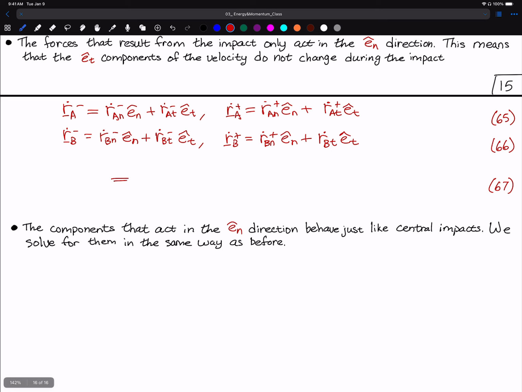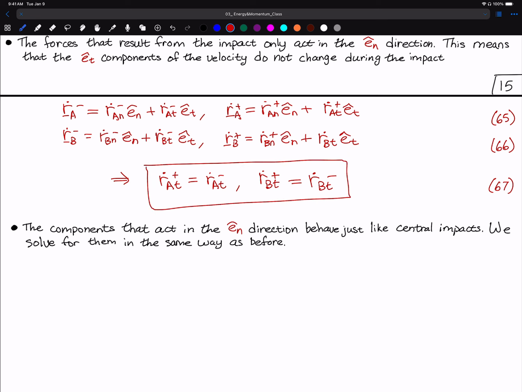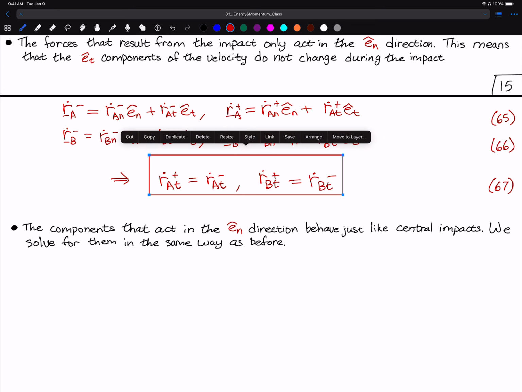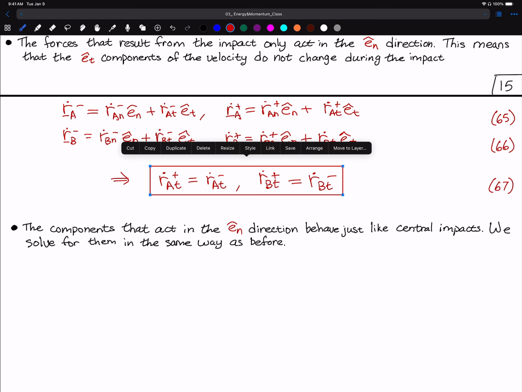And then, like we just said, in the tangential direction, momentum is conserved. So we get r_A t dot plus must be equal to r_A t dot minus. And the same is true for B, so r_B t dot plus must be equal to r_B t dot minus. And that is how we solve for the tangential components. You can just see that momentum is conserved, so the velocities remain the same in that direction.